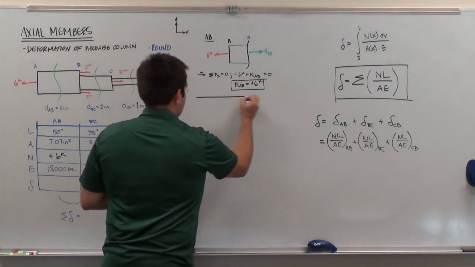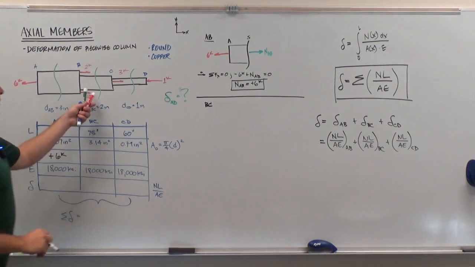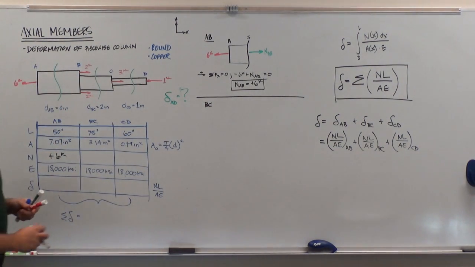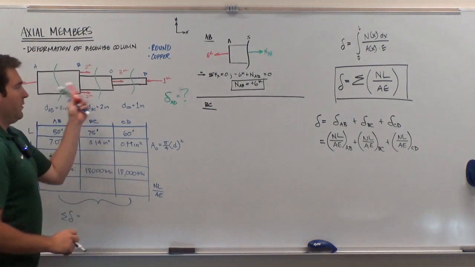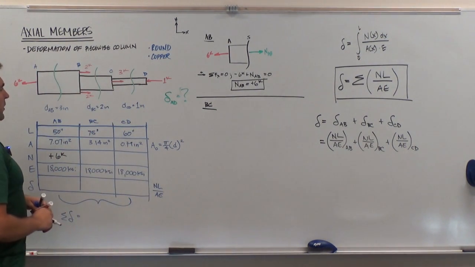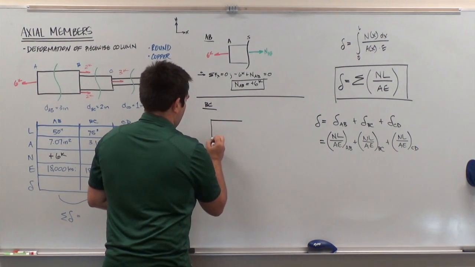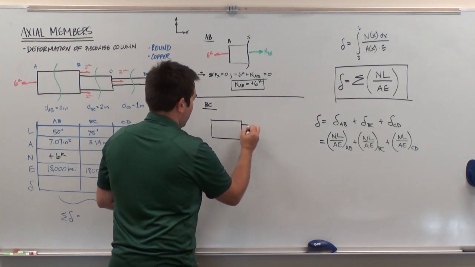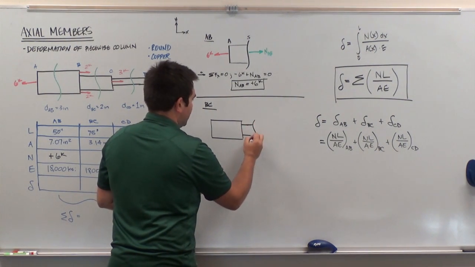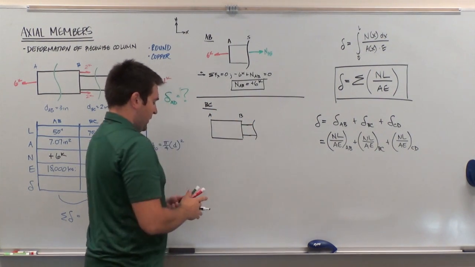So for member BC, I'm going to keep everything to the left of the section cut, but again, it's arbitrary which side you choose. In this case, it's really the same amount of forces, same amount of locations. And so I have member AB, and I have some small portion of member BC, and then I have my section cut. So this is point A, this is point B.